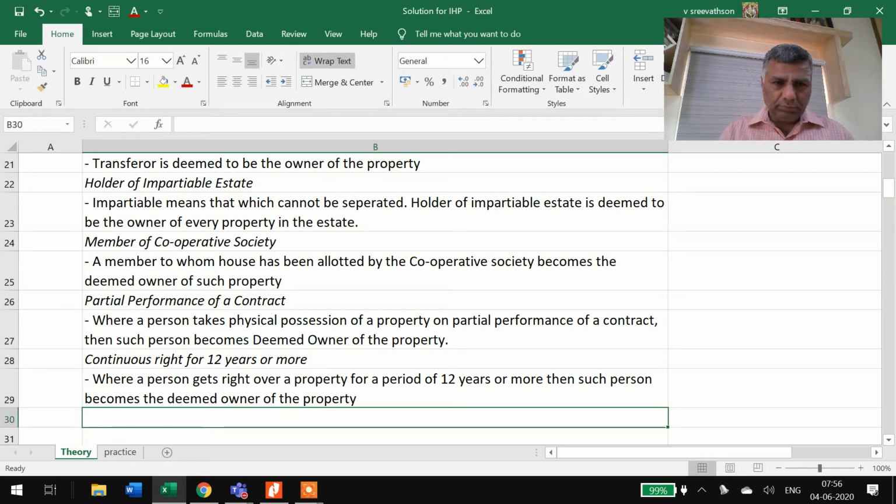Sir, this concept of deemed ownership is only for tax purpose, right? Yes, friend. Yes. Okay. Not for property purposes. Property, the real owner is the owner. Yeah, go ahead, my dear.